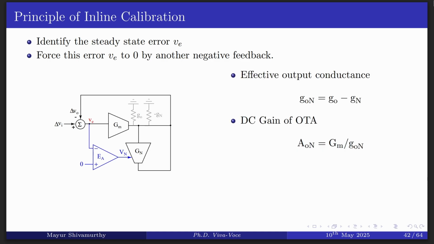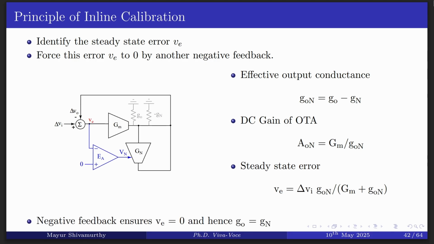Let us see how. The effective output conductance here, G0N, is basically G0 minus Gn, and the DC gain of the OTA is Gm by G0N. There is another negative feedback which works in tandem and which forces this steady state error to 0. Once this steady state error is 0, my G0 becomes Gn, and hence the output conductance becomes 0, and the gain of the OTA will be high.